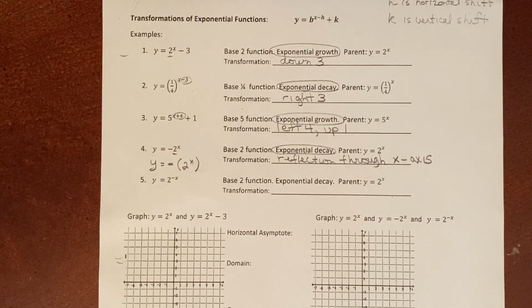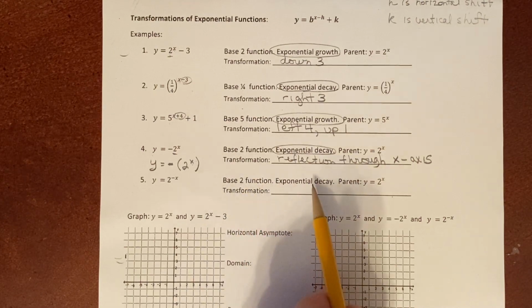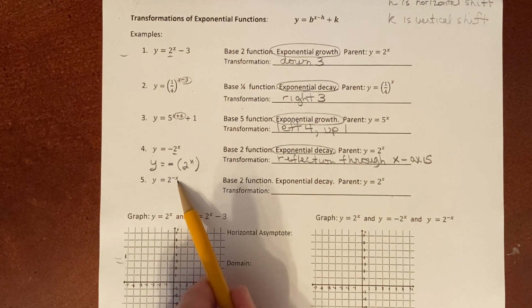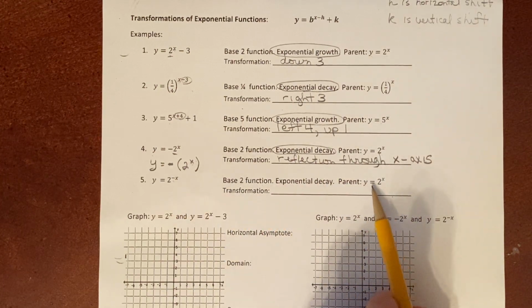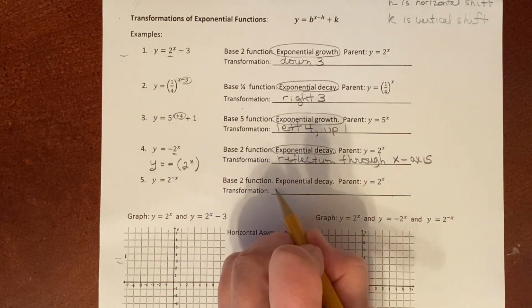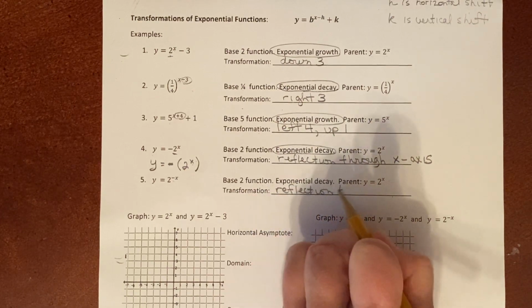All right, let's look at 5. 5 is a base 2 function. You might think that it's going to be a growth because 2 is greater than 1. However, notice that in front of x, we have a negative. The parent is still y equals 2 to the x. This is another transformation where we have a reflection. This is actually going to be a reflection through the y-axis.